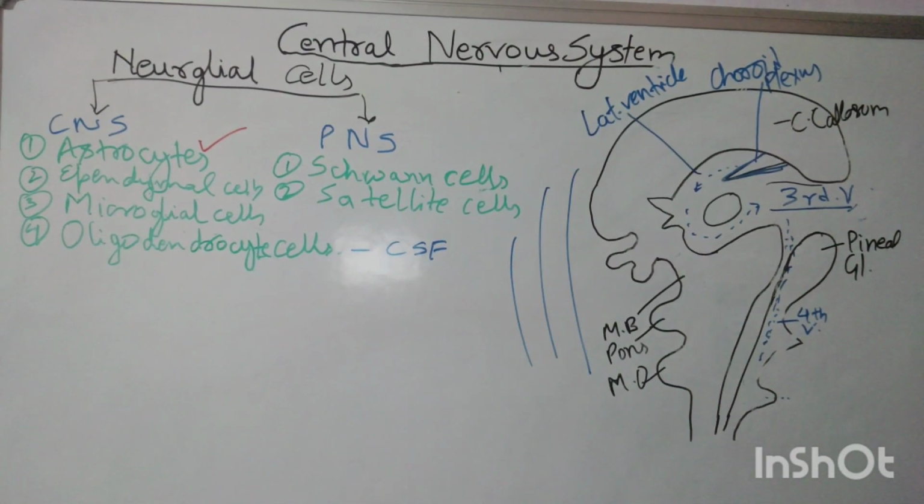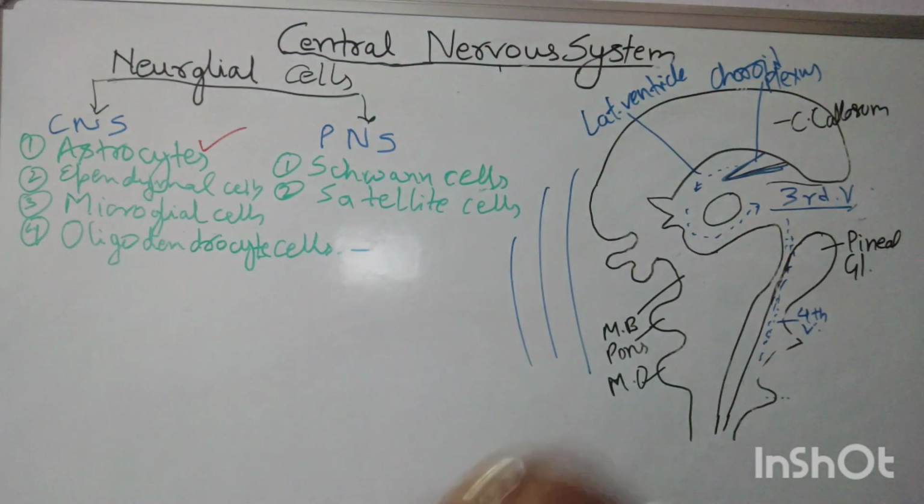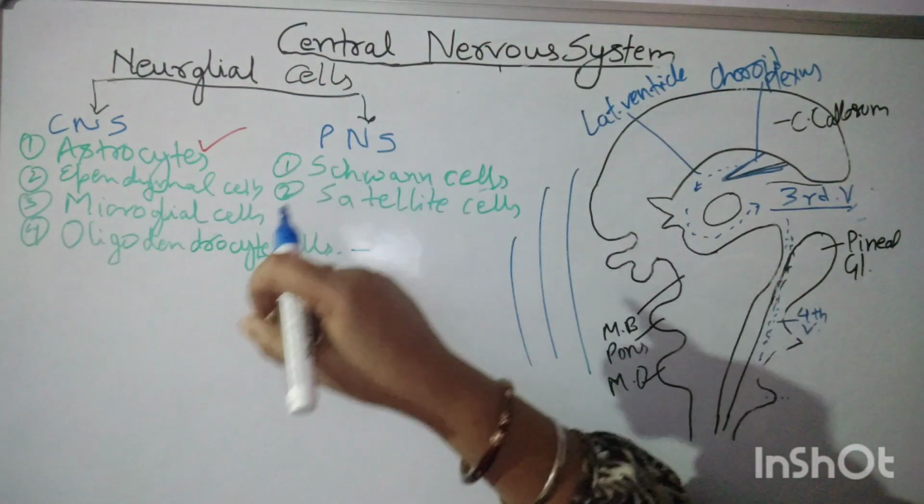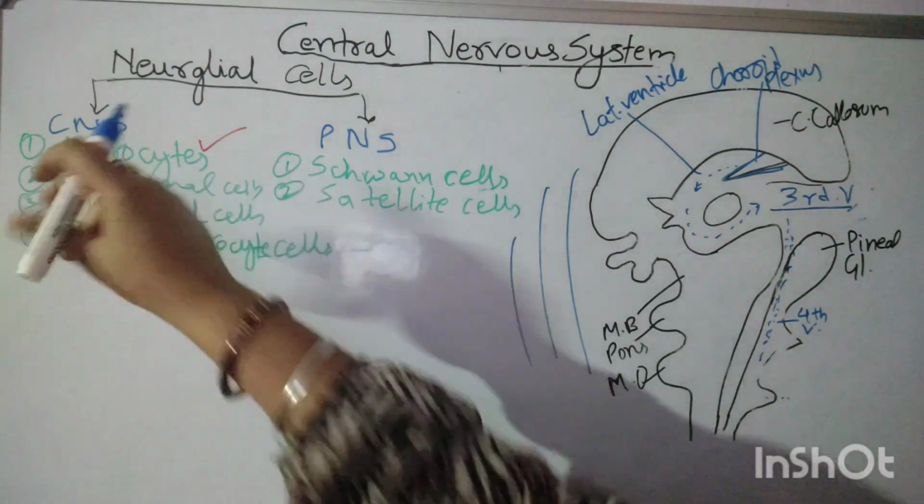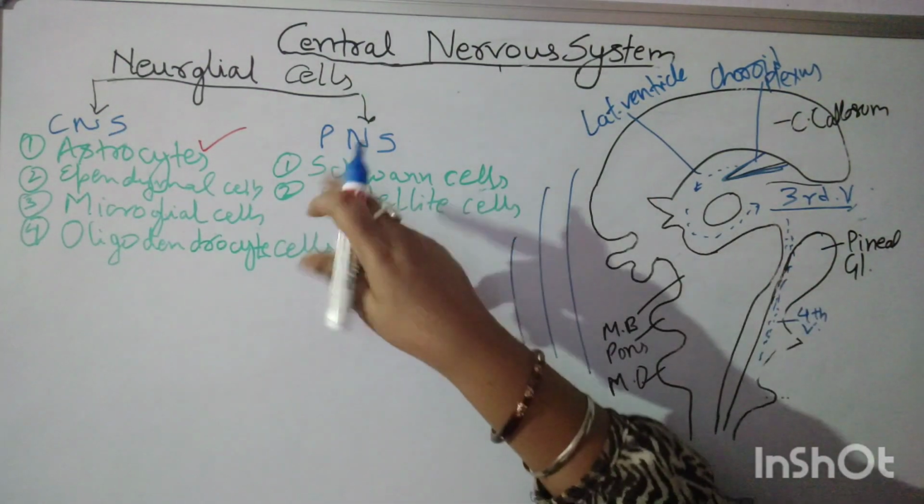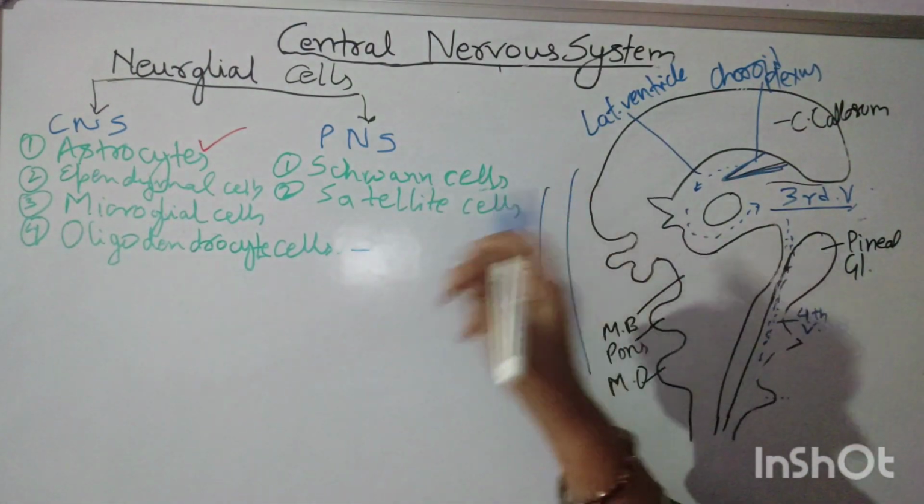Hello, there is a little mistake. In last lectures we have seen the neuroglial cells. There are four types of cells present in the central nervous system, and in the peripheral nervous system there are two types of cells, Schwann cells.